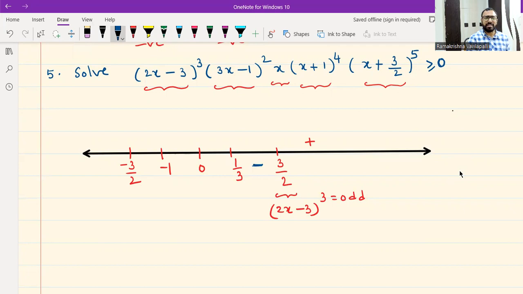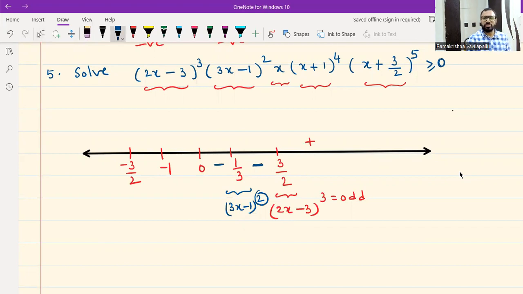Now you see the next number is 1 by 3. This is corresponding to 3x minus 1 whole square. Here this power is even, so therefore the sign will not get changed. The sign will remain the same. So here the negative sign is there, so you have to keep the negative sign to the left of 1 by 3.